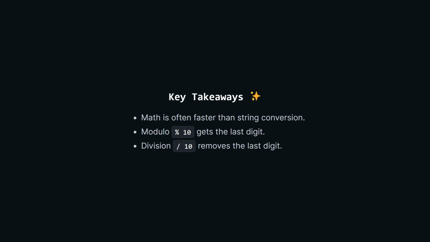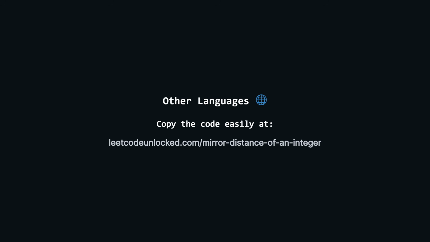Before we move to other languages, here are the key takeaways. First, using pure math to manipulate digits is generally faster and uses less memory than converting integers back and forth into strings. Second, remember that modulo 10 is your best friend for extracting digits, and dividing by 10 is how you trim them off. Alright, that covers the Python solution.